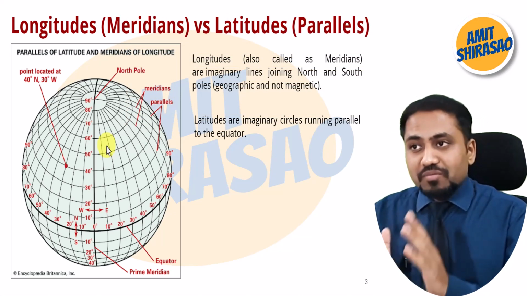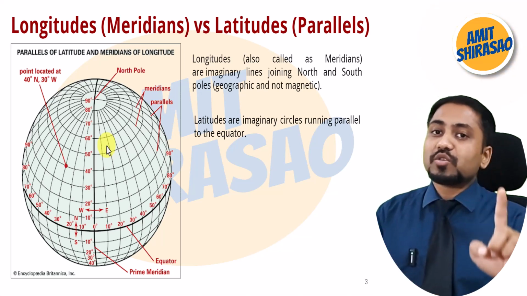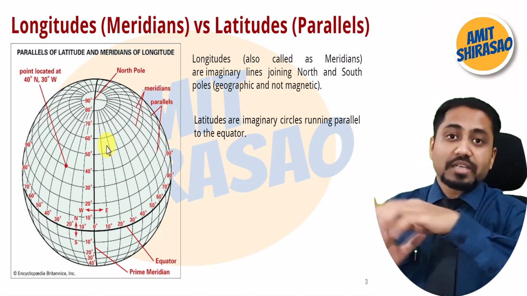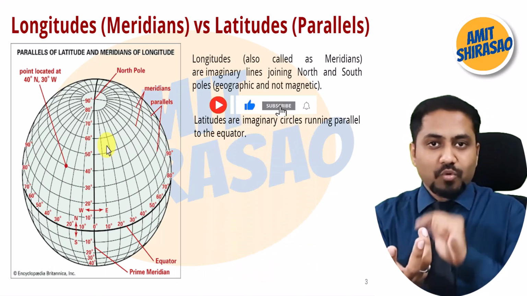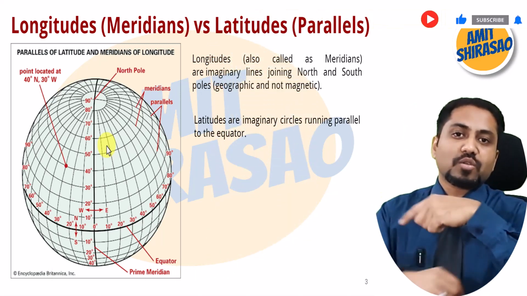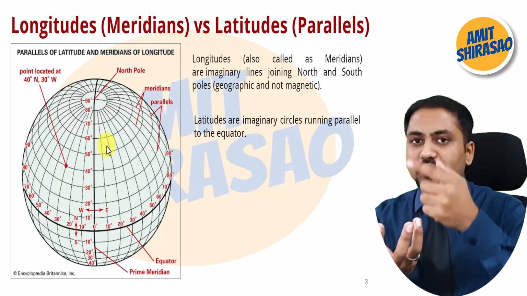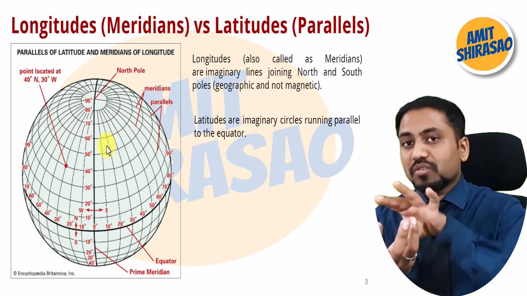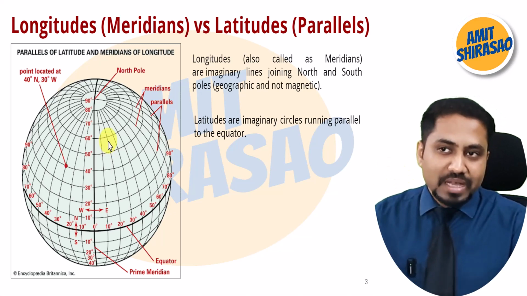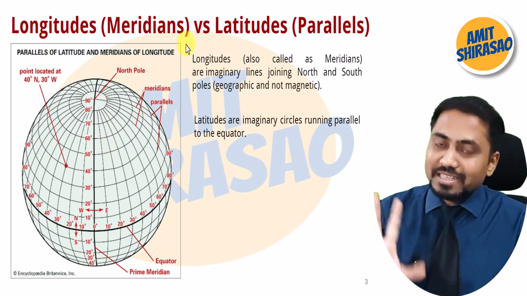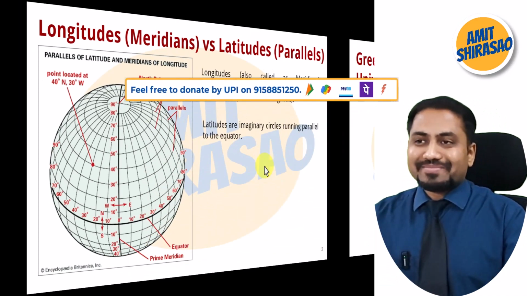So whenever we talk about longitudes and latitudes, we are talking about the geographical north pole, the geographical south pole and the geographical equator. Okay, that means those poles which are determined as per the rotation of the Earth. So that is called a geographical north pole, geographical south pole. So geographical poles are taken into account for meridians and parallels, that means for longitudes and latitudes. Okay, and not the magnetic ones.